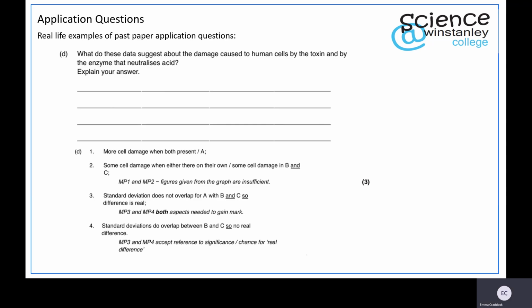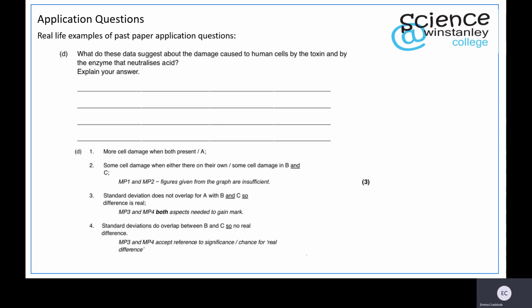So here is the answer. There is more cell damage when both are present. So in type A, you get more cell damage. However, you do get some cell damage when they're on their own. So some cell damage in B and some cell damage in C. And you must say B and C. If it's underlined, you have to say that word.